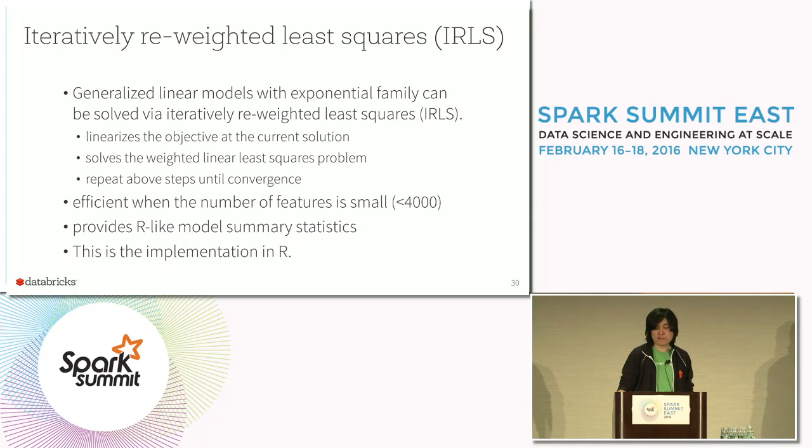So on top of it, we can also implement this iteratively reweighted least squares, and then it can solve arbitrary generalized linear models if you choose an exponential family. And essentially, it's just a linearized objective, and then iteratively calls the weighted least squares to solve it until convergence. And it's the same feature sets, and you can provide summary statistics, but it doesn't scale to many features. And actually, this is the implementation in our core libraries.